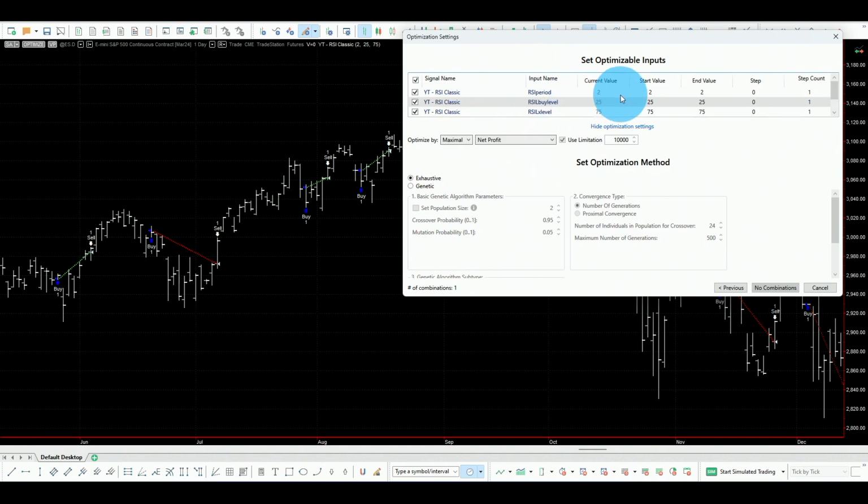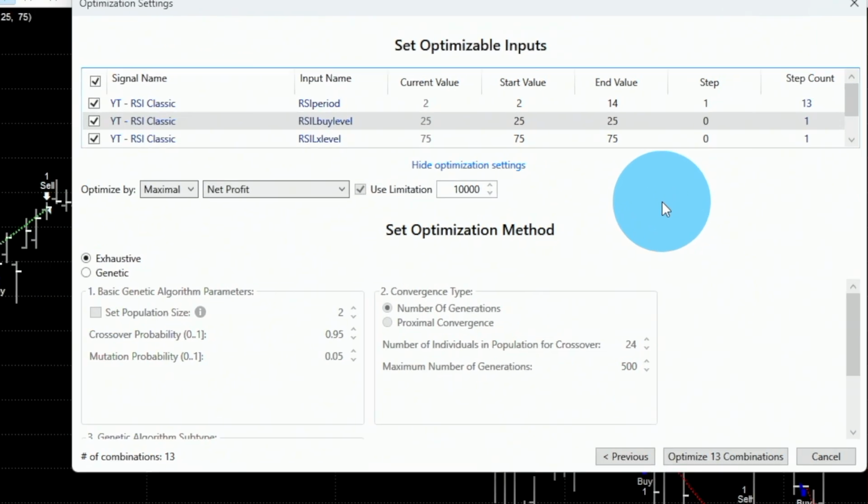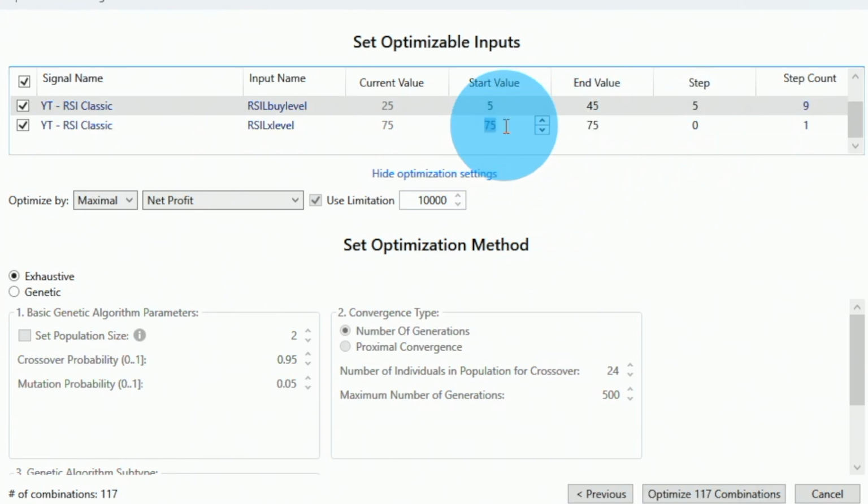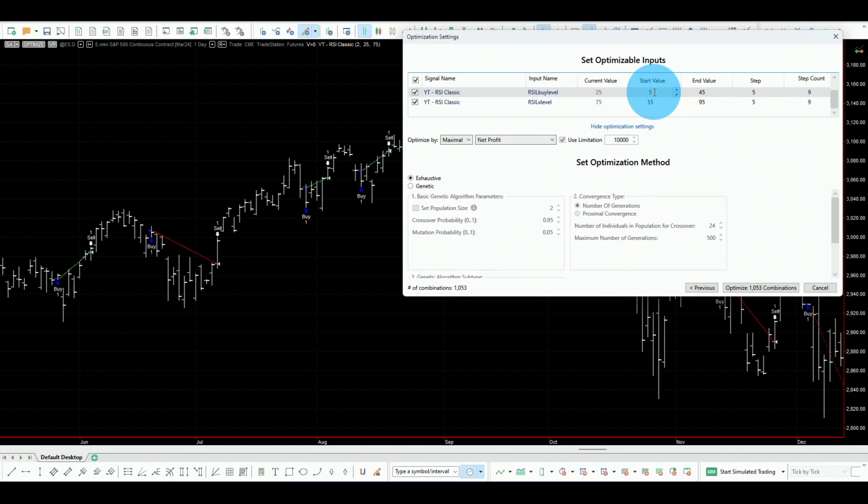I will optimize the RSI period from 2 to 14, which is the default in every platform. And then we will optimize the level to buy, so if it goes below 5 all the way to 45 in steps of 5, and we will exit when it's 55 all the way to 95, step of 5. Now, why am I doing this? Because like I showed you, the RSI 14 will not have a chance to go below 5 or 25, so we need to give it more leeway. Anyway, we will see all the combinations.